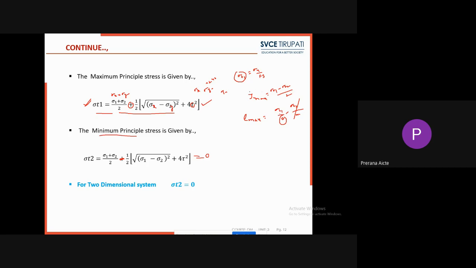But what is the other formula? Tau maximum is equal to sigma yt by 2 into factor of safety. This is also very important: sigma yt by 2 into factor of safety. Sometimes they will ask to calculate the factor of safety value. Then what should we do? These two are going to be equated: (sigma T1 minus sigma T2) by 2 is equal to sigma yt by 2 into factor of safety.